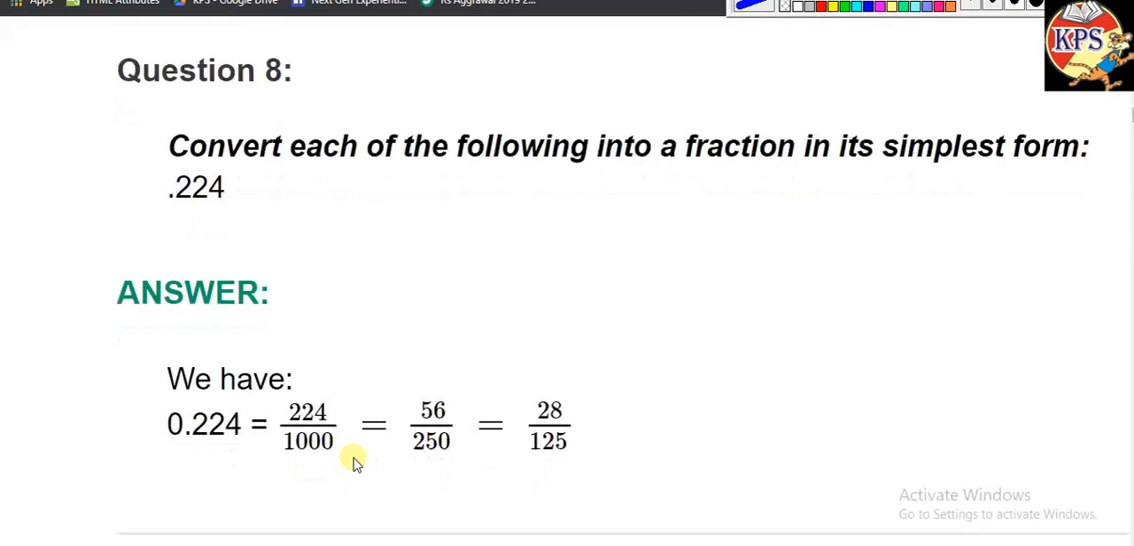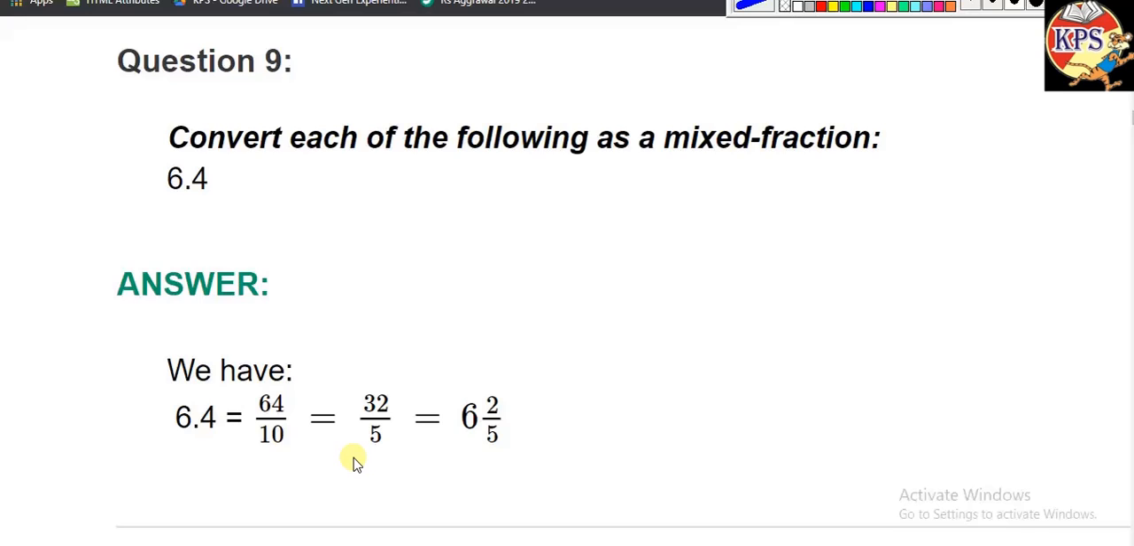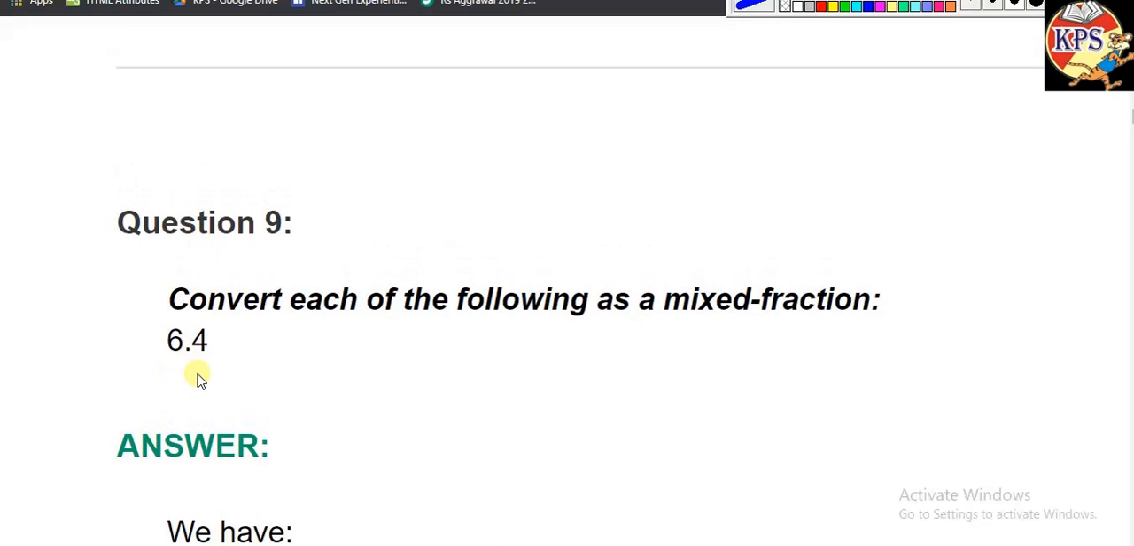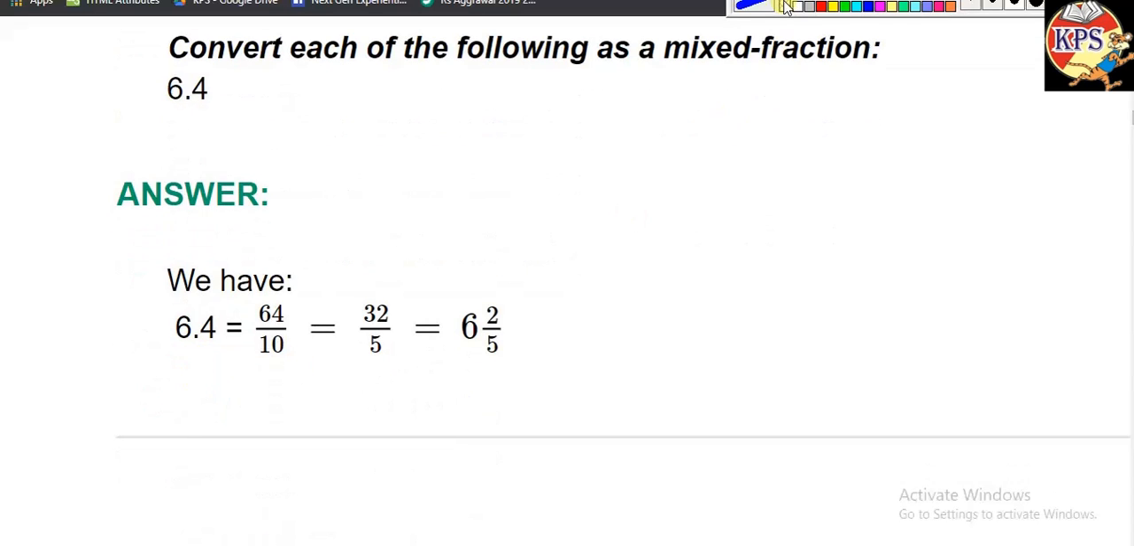So after solving these questions, you can see in question number 9, which is given: convert each of the following as a mixed fraction. So this decimal number is given and you have to convert it into a mixed fraction. So how will you convert it into a mixed fraction? So here you can see that 6.4 is given. After the point one number is given, so you have to write it like 64 upon 10. Now the point is gone because 10 is the denominator. Now you have to convert it into simplest form, because both are even, so both can be cut by 2.